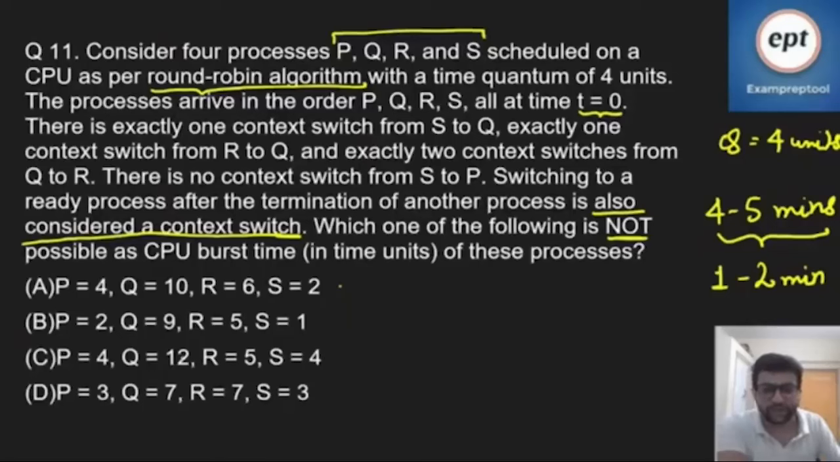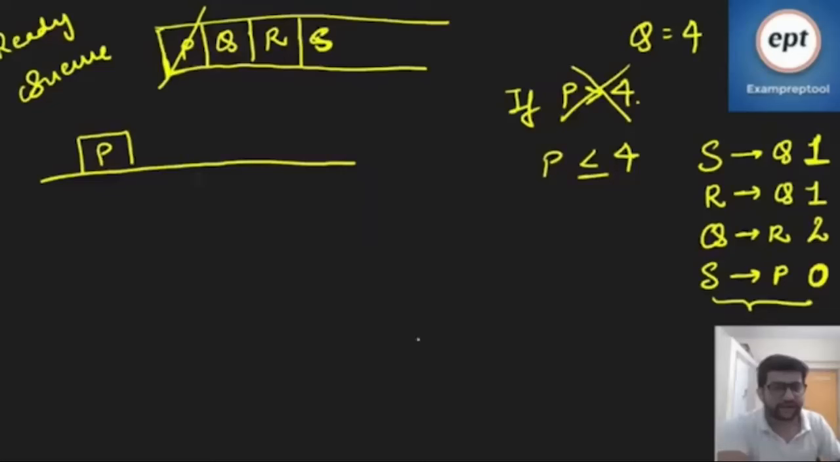So let's see the options. We have been given that option A, P equals 4. This satisfies. P equals 2. This also satisfies. P equals 4. This also satisfies. And P equals 3 is also satisfied. Right? So P less than or equal to 4 is correct. We have to remember this condition, right?